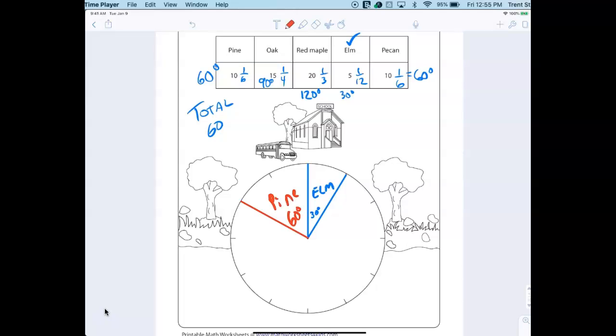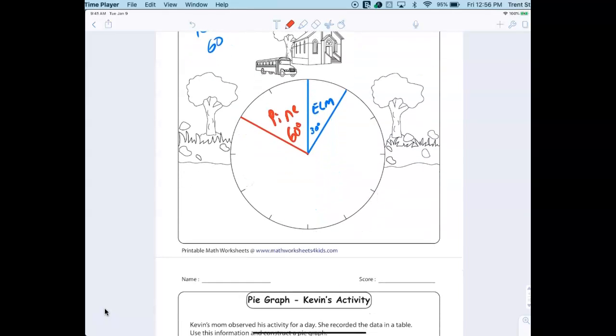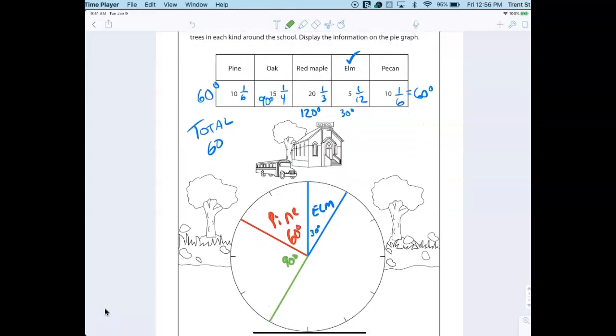Now, oak is what? 90, right? So now again, you keep counting 90 degrees. And every one is 30, correct? So here we go. Now I'm going to just change mine to green, go from here to here. And I'm going to say that's 90 degrees. And what did I say that one was? Oak.